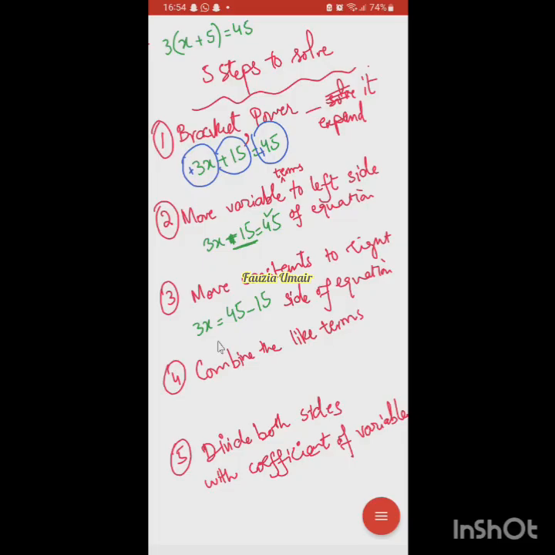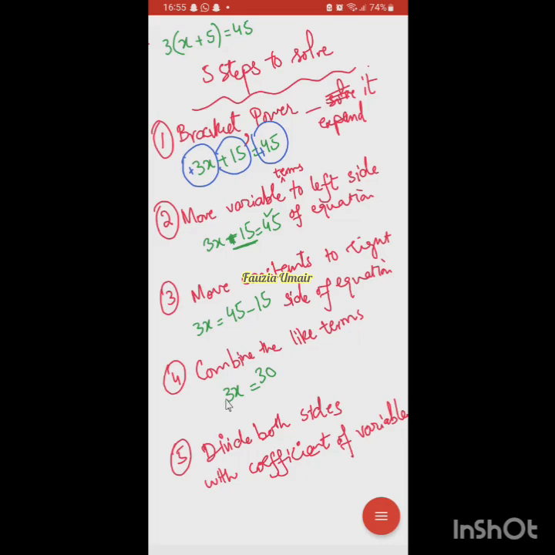Now we need to combine the like terms. So 3x, that's right. 45 minus 15, what would be the answer? What is 45 minus 15? 30. So now the last step, divide both sides by the coefficient.